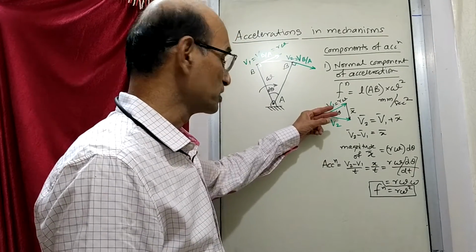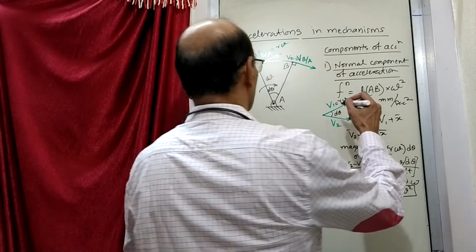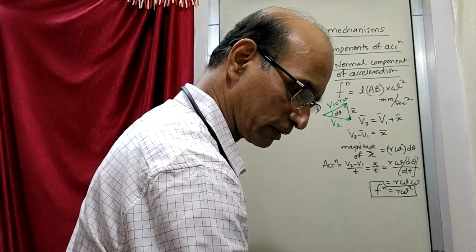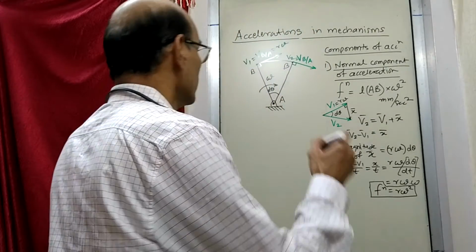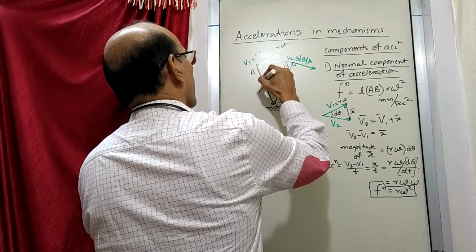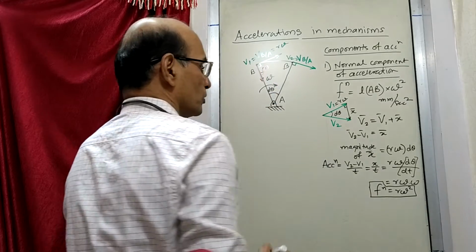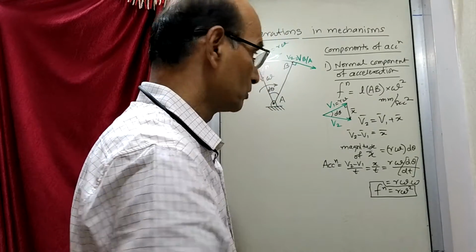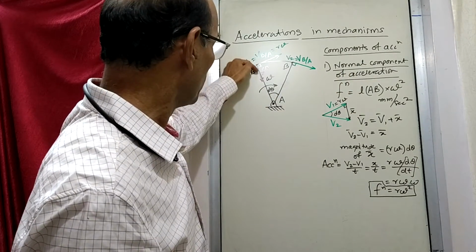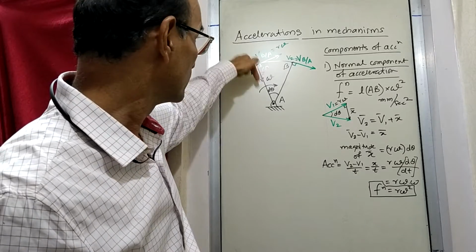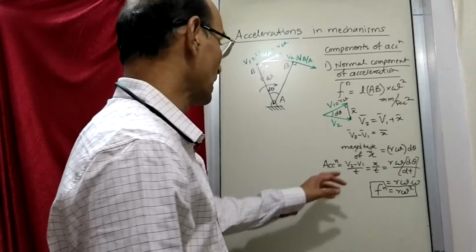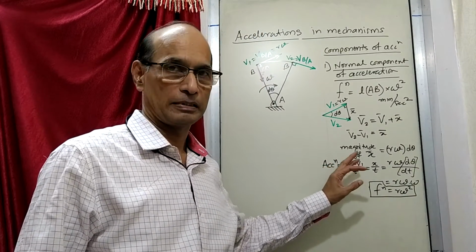Now if this angle is very small, then this is almost perpendicular. And therefore this normal vector, if you want to show it, then this normal component vector is shown like this. So F normal, the normal component of acceleration, F normal is from this point to this point. So from B to A, this is the direction of F normal. So this is acceleration because of change in the direction.